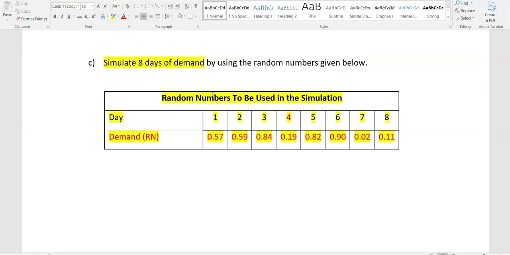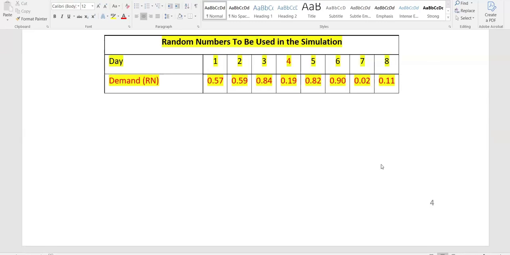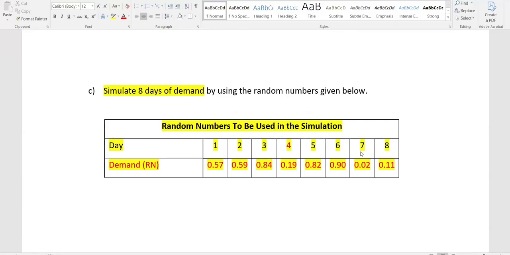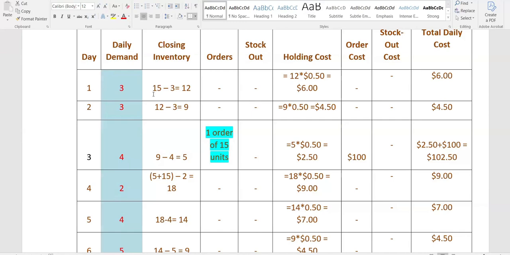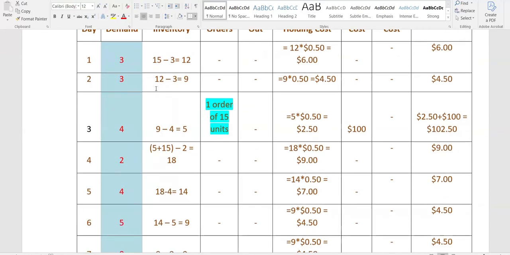Oh, I'm sorry. All right, so that's how that works. You get what I'm saying here? So basically, how many days are we asked to predict the demand for? Simulate 8 days of demand means that we're going to predict 8 days of demand using these random numbers. So this is day 1, day 2, day 3, day 4, day 5, day 6, day 7, day 8. And for each of those days, we have an assigned random number. That's what the question says. And you're given this table to complete.